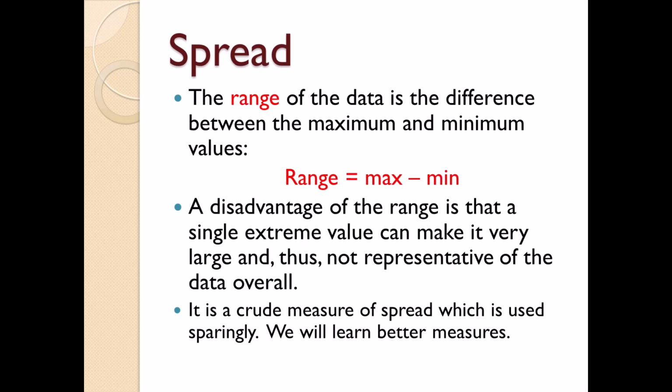Now, this is fine, and it does communicate, but what if somebody comes in who was absent and makes a 10? So now all of a sudden my max is 100, my minimum is 10, and the range shoots from 30 to 90 just because of one weird test score. So that can sometimes make the range a pretty non-representative value for your data set. We have better ways to measure spread. Don't use range too much. It's very crude, and so it's used sparingly.